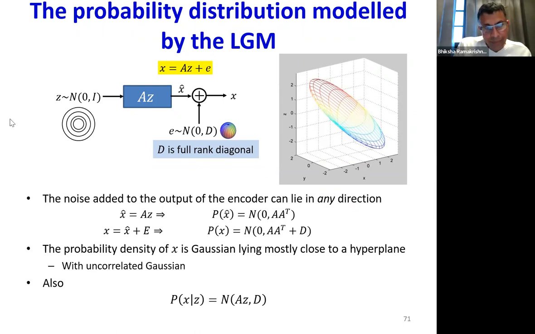Because everything is Gaussian, the linearly transformed Z, X hat equals AZ, is going to be a Gaussian. Assuming Z is zero mean, X hat is zero mean, and the variance is simply AA transpose. When I add full rank noise to it, this is still Gaussian with zero mean, and the variance is AA transpose plus D, where D is the variance of the noise. So the parameters of the model are D and A.